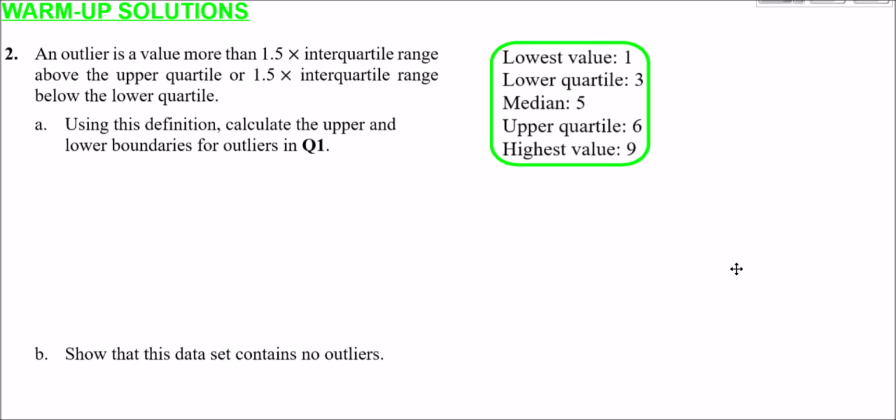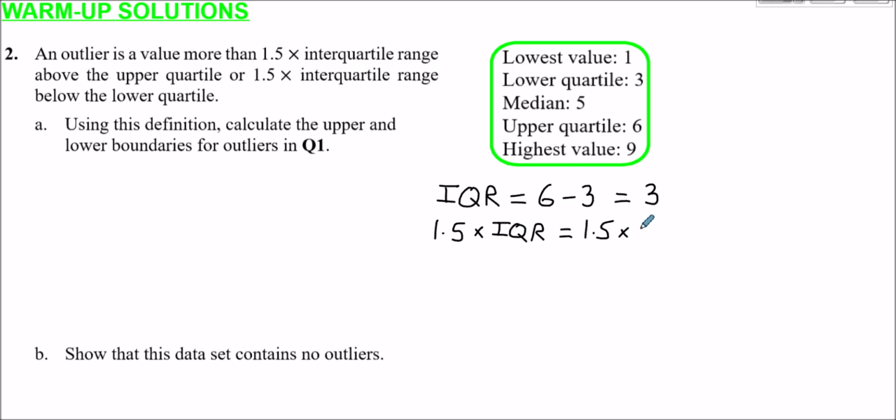From these we can calculate the interquartile range. So for question 1 and question 2, of course, the interquartile range, IQR, is the upper quartile 6, minus the lower quartile, which is 3. 6 take 3 is obviously 3. Then 1.5 multiplied by this interquartile range just means 1.5 multiplied by 3, which is 4.5. So 4.5 is this value here, which has been mentioned.